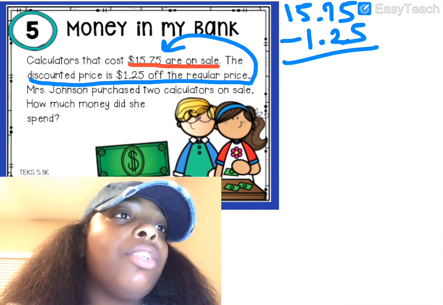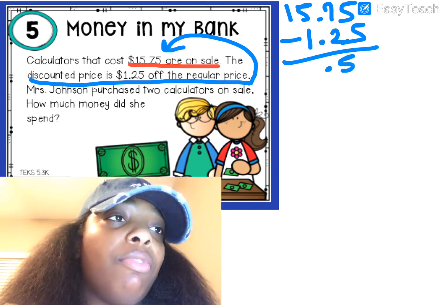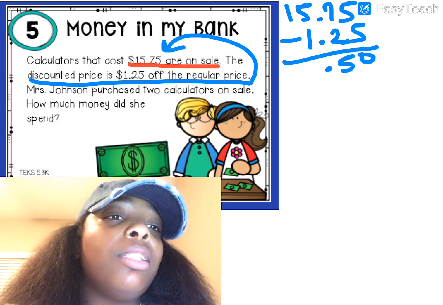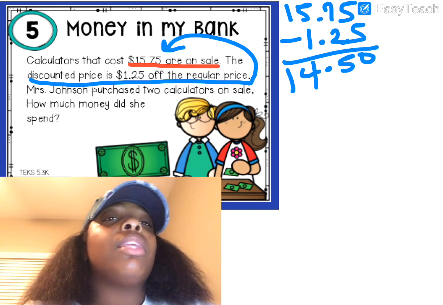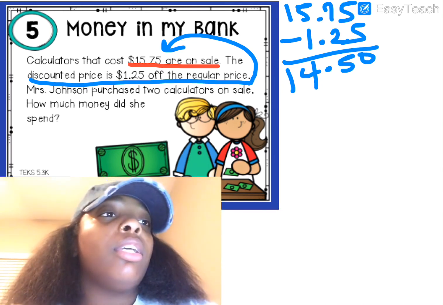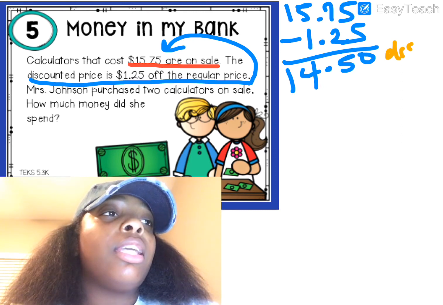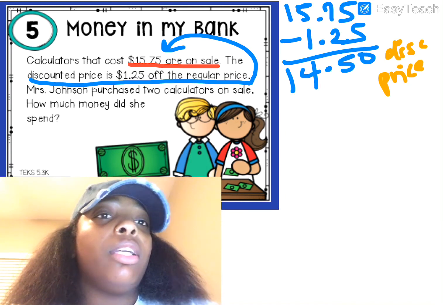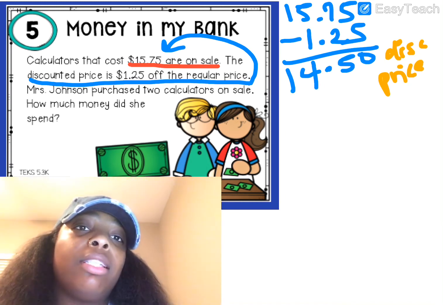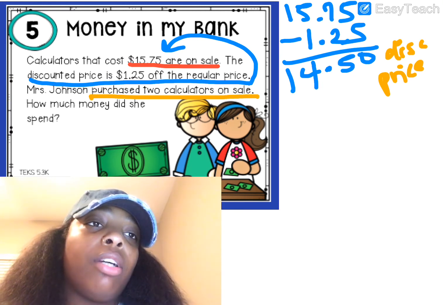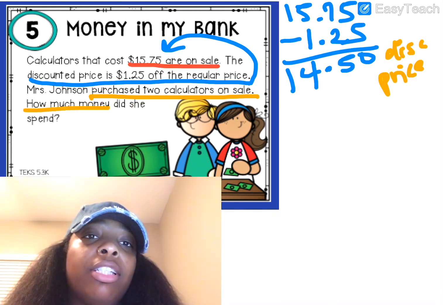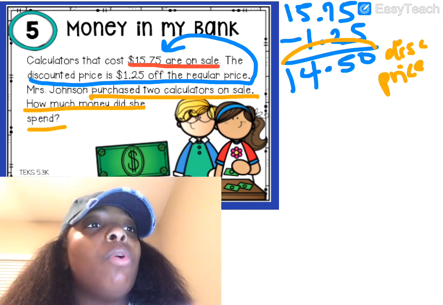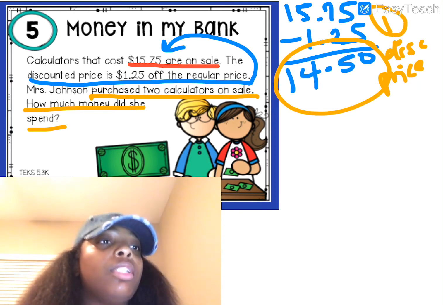If you have 75 cents and you take away 1/4, you're going to be left with 50 cents. 5 minus 1 is 4, and 1 minus nothing is 1. So that means that this is the discounted price for one calculator. But the next statement says that Mrs. Johnson purchased 2 calculators on sale, and they want to know how much did she spend. So we know that one is $14.50.